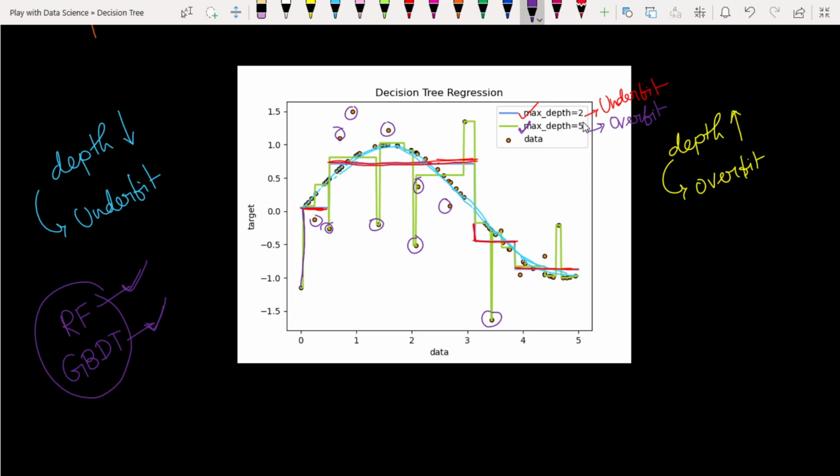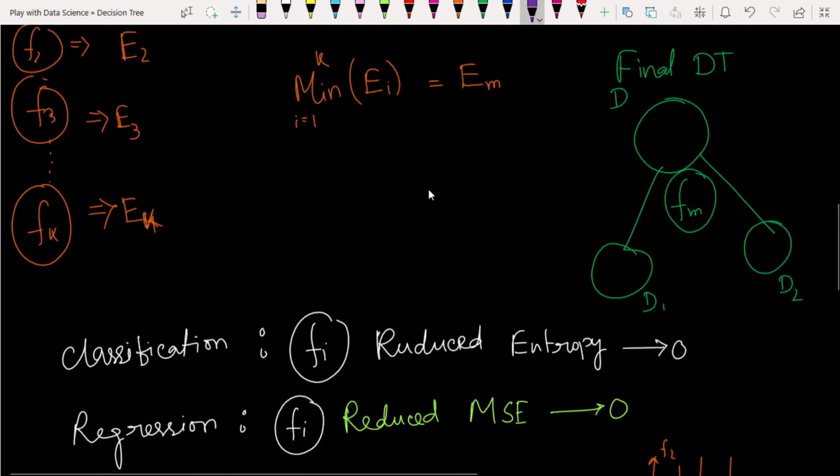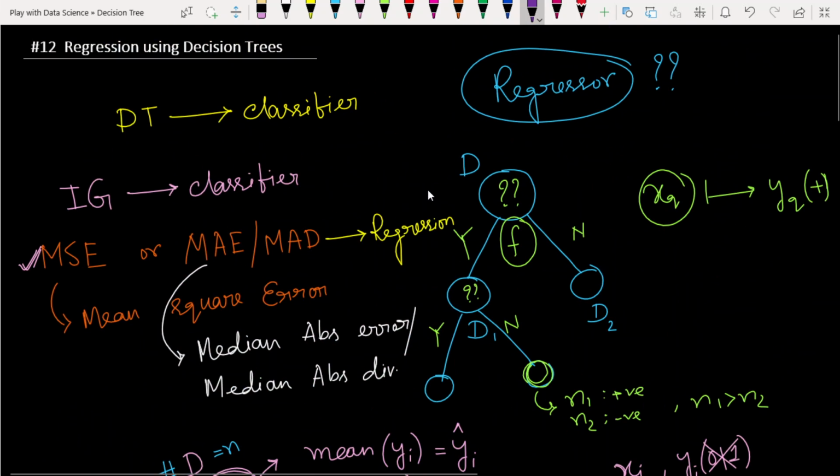But if we increase the depth a little, from 2 to 5, then our model considers this outlier point. This is what a regression model for a decision tree actually looks like. I think you got the flavor of the decision tree for regression and how it actually works.